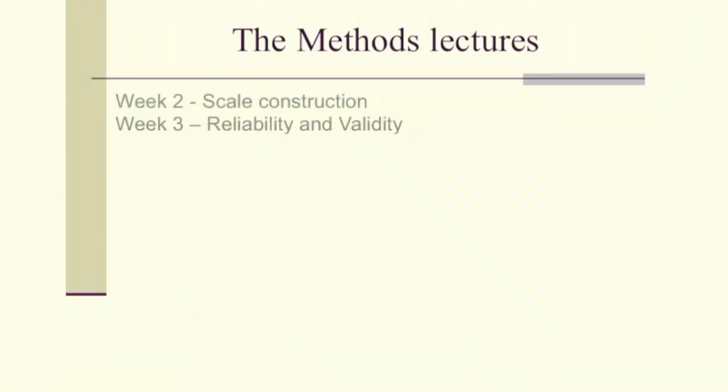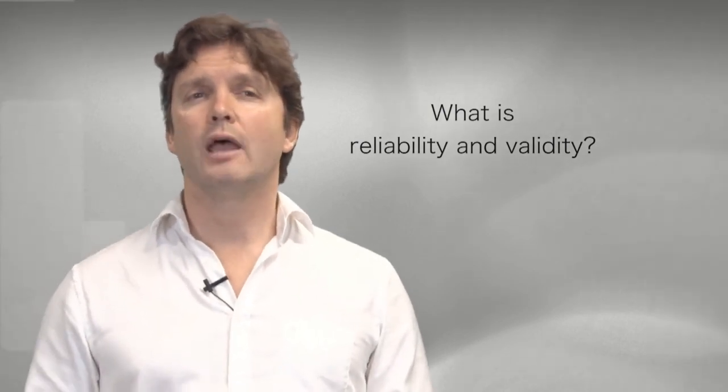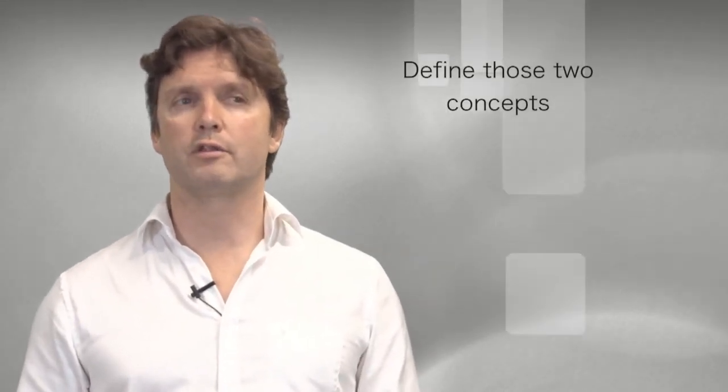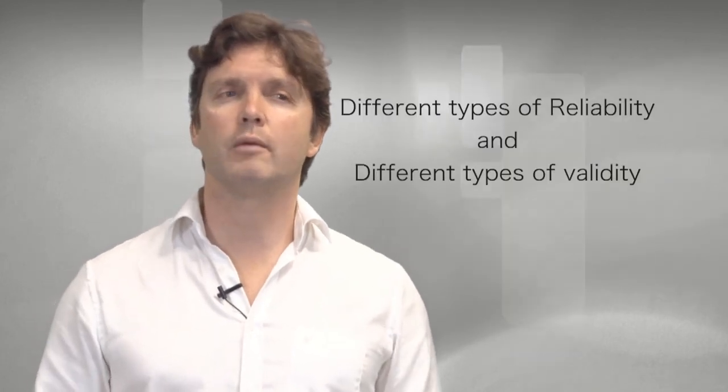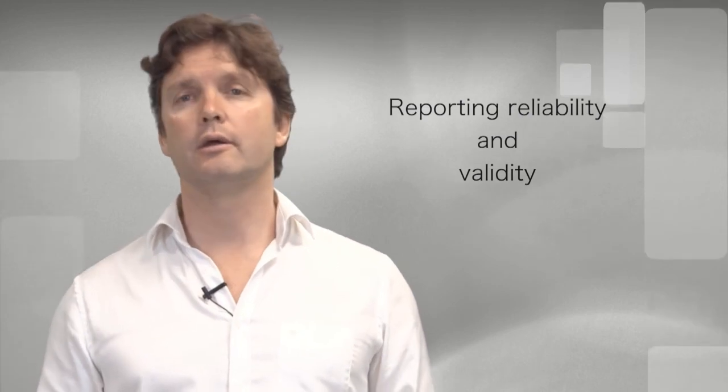In the week 3 method lecture, what I'm going to be looking at is the psychometric properties of scales, in particular, reliability and validity. Now that we've developed a scale, we need to be able to evaluate the scale in terms of reliability and validity. And in this lecture, we're going to be looking at what reliability and validity are, and we define these two concepts. So we look at the different types of reliability, different types of validity, and how we might report validity and reliability.